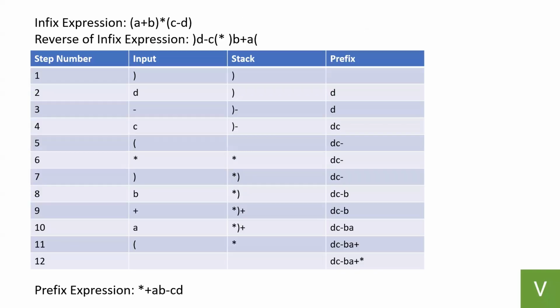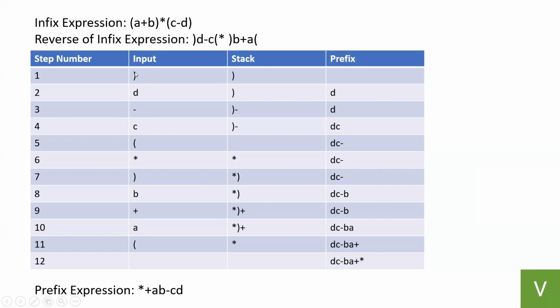Now let us understand clearly with the help of an example. Consider we have an input expression like a plus b star c minus d. First we will reverse the given input expression. After that, we will scan the reversed infix expression from left to right. Note that if the given input character is an operand, that means D or C or B or A, we will move it into the prefix directly.